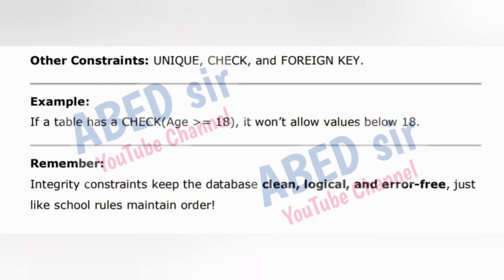Other constraints: unique, check, and foreign key. Example: if a table has a check, age is greater than or equal to 18, it won't allow values below 18. Remember, integrity constraints keep the database clean, logical, and error-free, just like school rules maintain order.